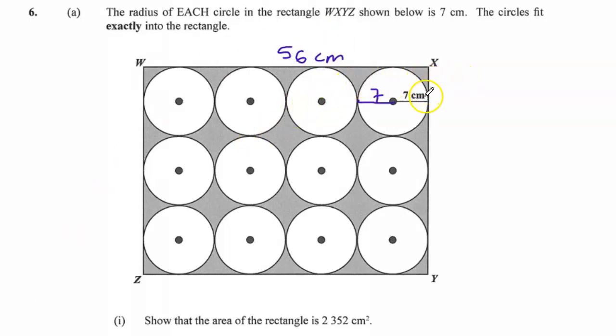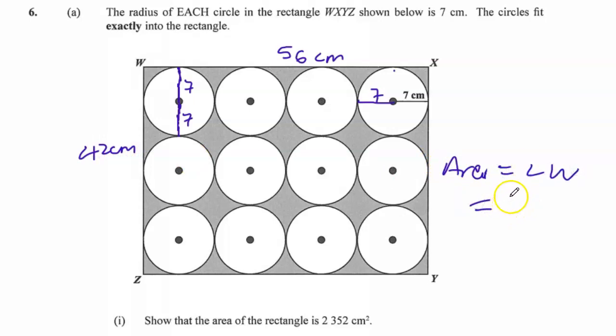And then the width of this rectangle. So again, let's calculate the width. Of course, here to here is also 7, so the diameter is 14. So it will be 3 times 14. That's 42 centimeters. So the area is length times width, which would be 56 times 42. So what's 56 times 42?